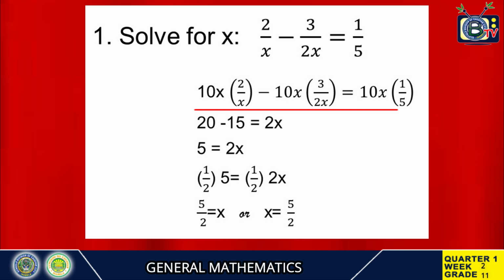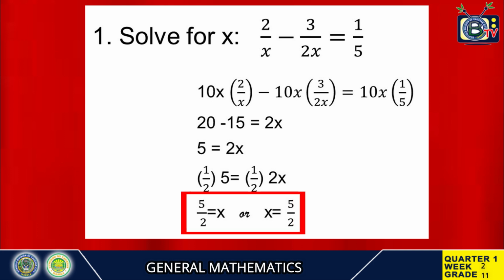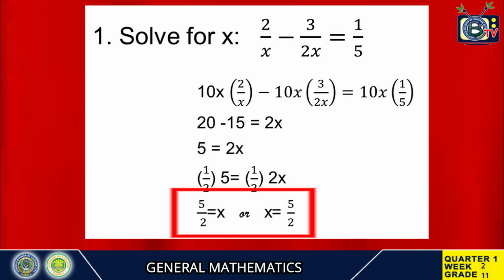So we have 10x times 2 over x minus 10x times 3 over 2x is equal to 10x times 1 over 5. Cancel x, so we have 10 times 2 is equal to 20, and negative 10 times 3 divided by 2 is equal to negative 15, and 10x divided by 5 is equal to 2x. 20 minus 15 is equal to 5, which is equal to 2x. Multiplying both sides by 1/2, so we have 1/2 times 5 is equal to 1/2 times 2x. So we have 5 over 2 is equal to x, or x is equal to 5/2.